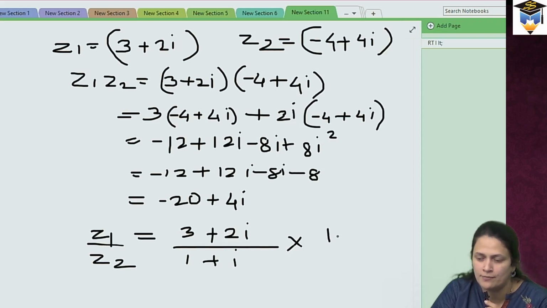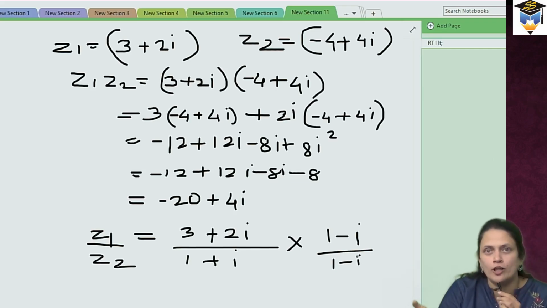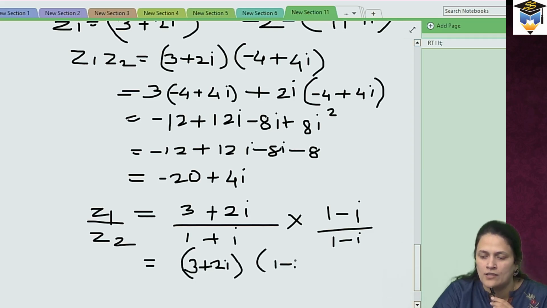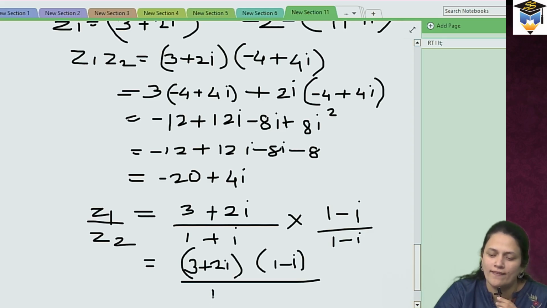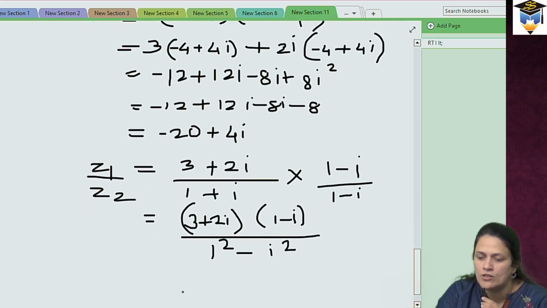So what we are going to do is multiply and divide by 1 minus i. So, you understood? The denominator part, you have to take the conjugate of the denominator part and multiply both numerator and denominator by the same complex number. Now, in the numerator, you got this as 3 plus 2i into 1 minus i. So in the denominator, what is the answer? What is 1 square minus i square? Can I write it down as 1 square minus i square? This is a plus b into a minus b is equal to a square minus b square. That property is used. So 1 square is 1.